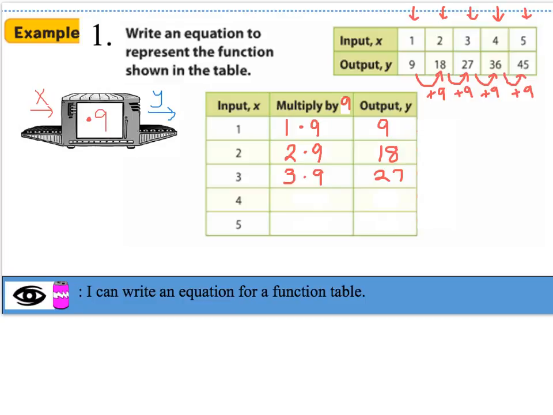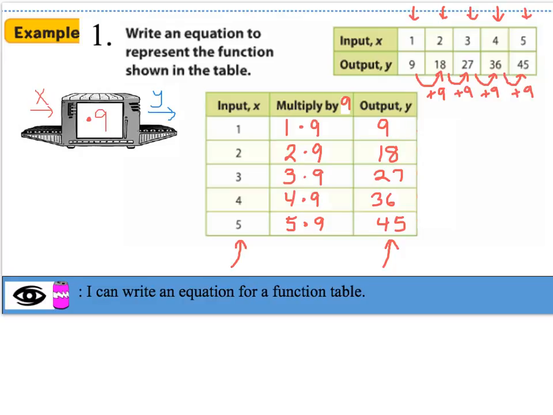Take 4, which is the input, put it into the machine and multiply it by 9. 4 times 9 gets me 36. And then let's take 5, plug it into the machine, times it by 9, and my output value becomes 45. All of the output values are the dependent variables because they depended on the input values, which are my independent variables.